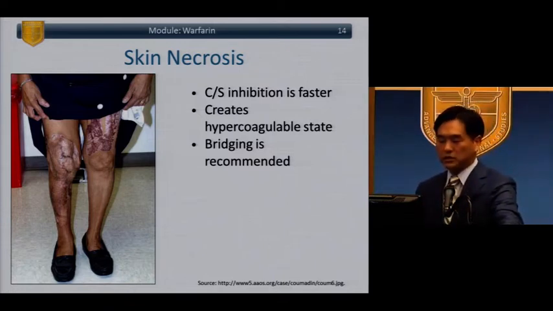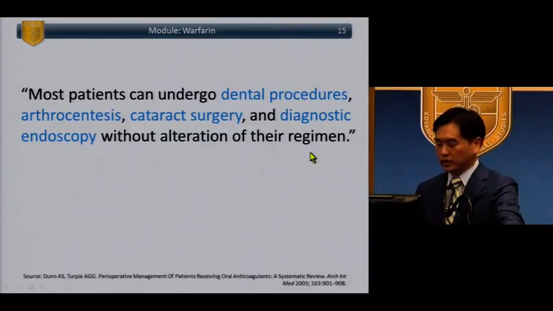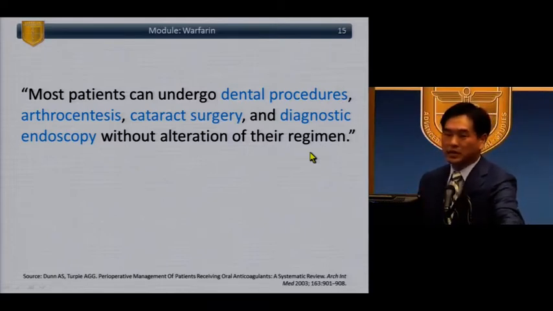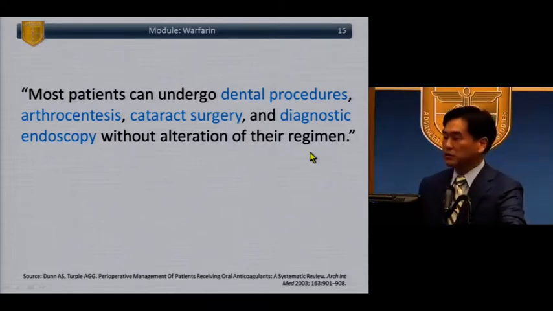Okay, so know that you can be hypercoagulable when you start warfarin cold because the inhibition of protein C and S happens first. This is from Archives of Internal Medicine, but this has been repeated elsewhere. Most patients can undergo dental procedures, arthrocentesis, cataracts, and diagnostic endoscopy, not procedural endoscopy, without alteration of warfarin regimen.